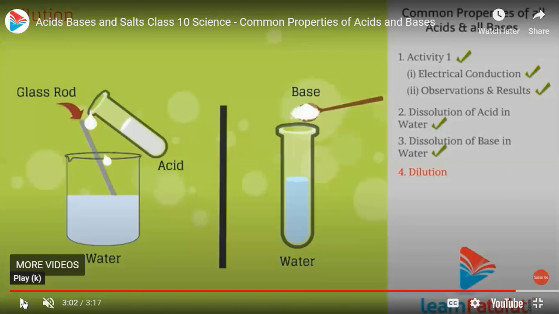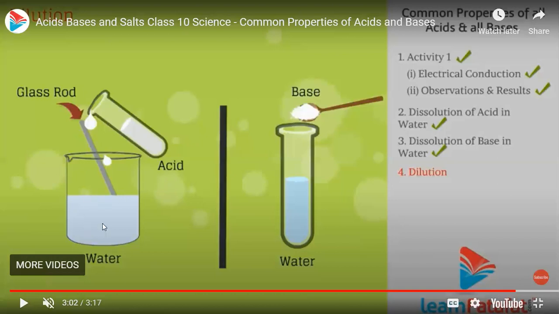So now let's come back to the topic, that is how do we deal with acids and bases in terms of concentrated and dilute. Concentrated acid basically means more number of H plus ions and dilute acid means less number of H plus ions. So this is exactly how we do the dilution of acids.